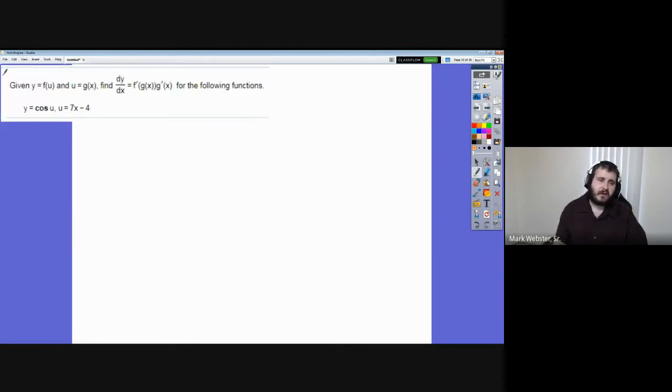Same thing here. They've given us our f of u and they've given us our u. So we can literally just go right to the side of the paper and write it down. Find our f prime. Well, the derivative of cosine is just negative sine. And the derivative of 7x minus 4? Well, the derivative of 7x is just 7. The derivative of minus 4 is just 0. So we've got our problem now.